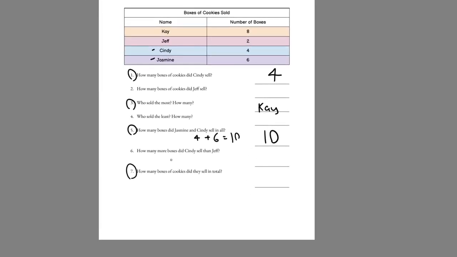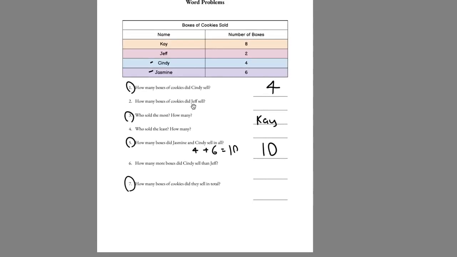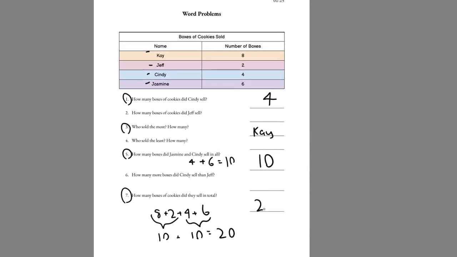And finally, we have the last question: how many boxes of cookies did they sell in total? We just add up all of these: 8 plus 2 plus 4 plus 6. 8 plus 2 is 10, plus 4 plus 6, which is also 10, giving us a nice answer. 20 boxes of cookies sold in all, so that is our final answer.